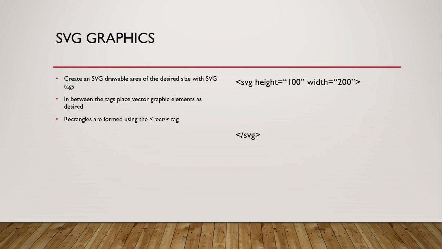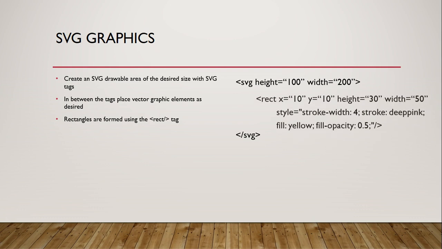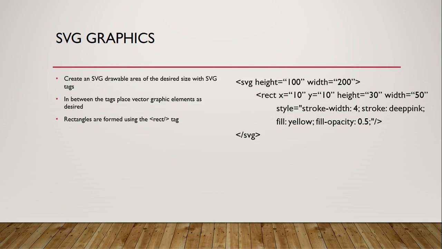So rectangles are created using the rect tag. And as you can see, the rect tag can take a lot of attributes. All this stuff here after the tag name is attribute information that tells the SVG how to draw or render that element.